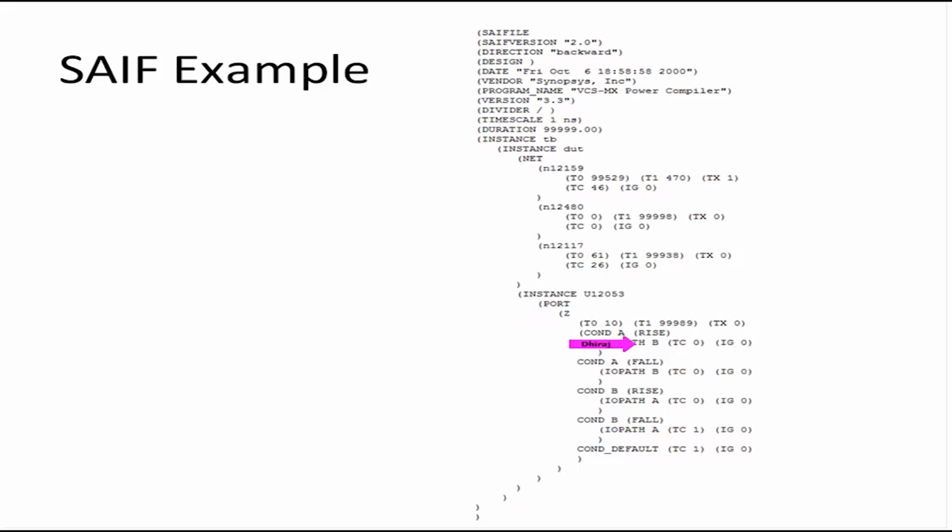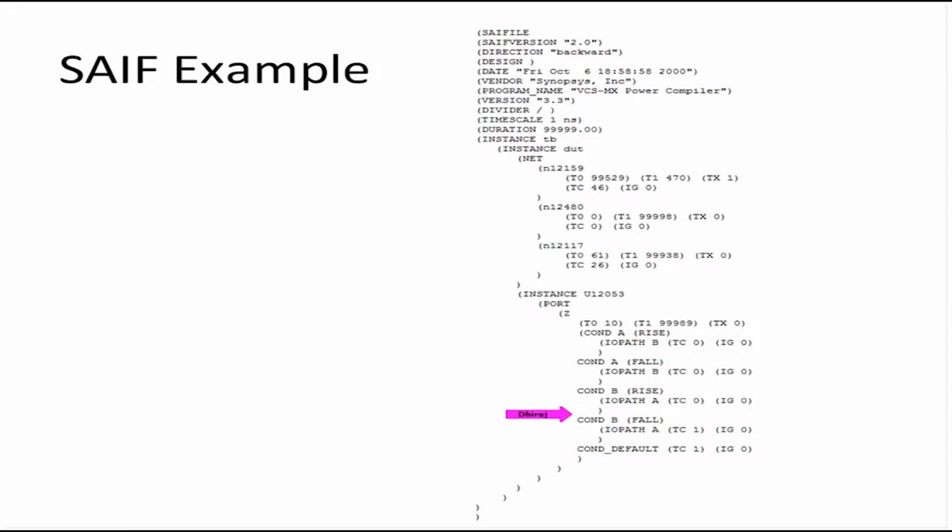So it tells us the condition, when A rises, what is the toggle count in different conditions. Condition A rise, IO path B. Condition A fall, IO path B. B rise, B fall. So it fixes one input, transitions the other input, rise and fall, and then it tells us what the toggle count is, right?